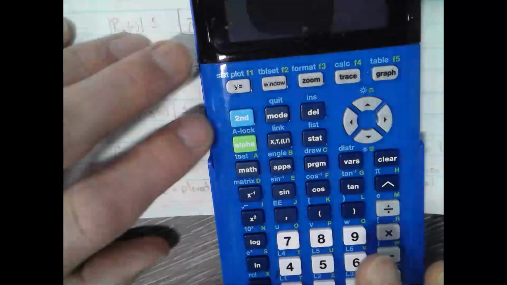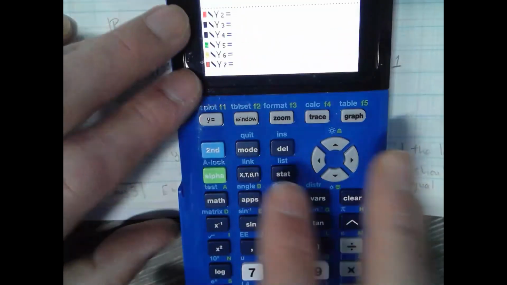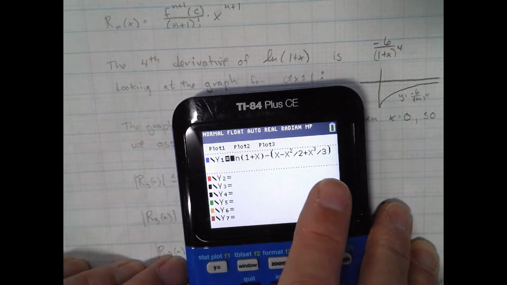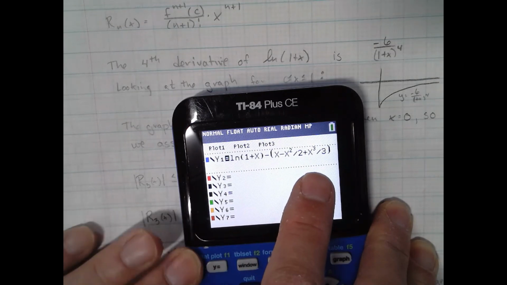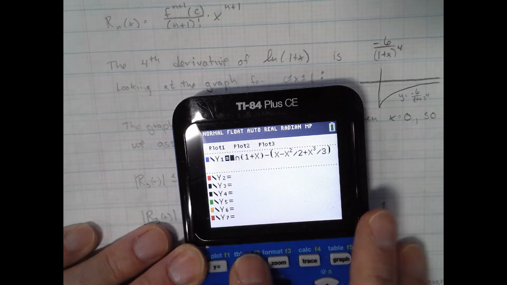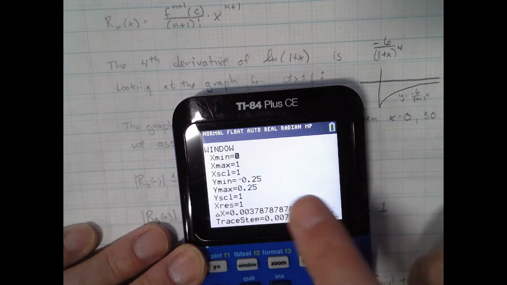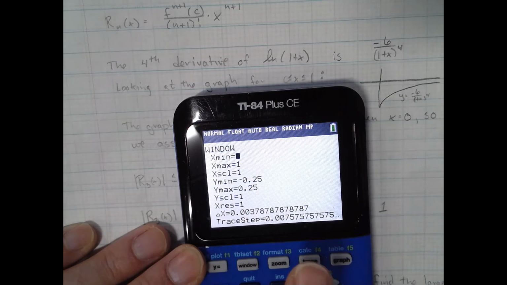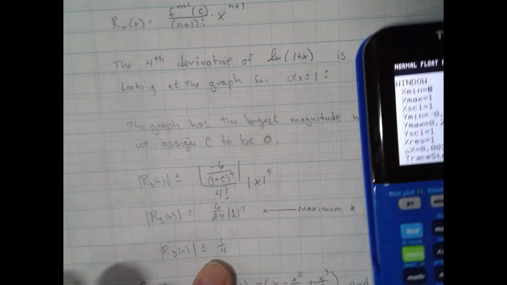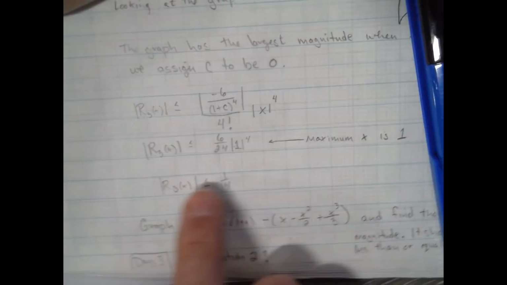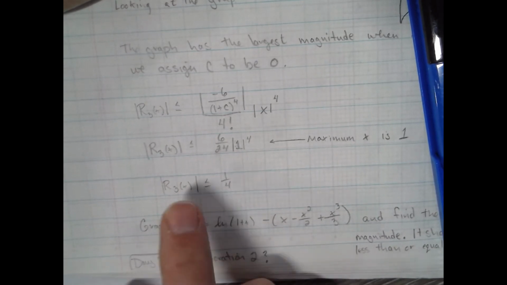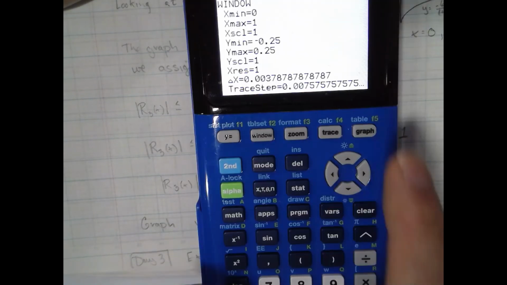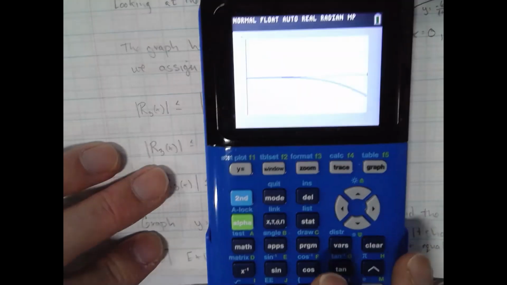Okay, so if I look, there's my natural log of 1 plus x minus my 3-term polynomial, and subtracting them, my window is from 0 to 1, and my y min is -1/4, and my y max is +1/4. So according to our formula, the remainder, which is our error, is never going to be more than 1/4. So looking at the graph, that's what it looks like.